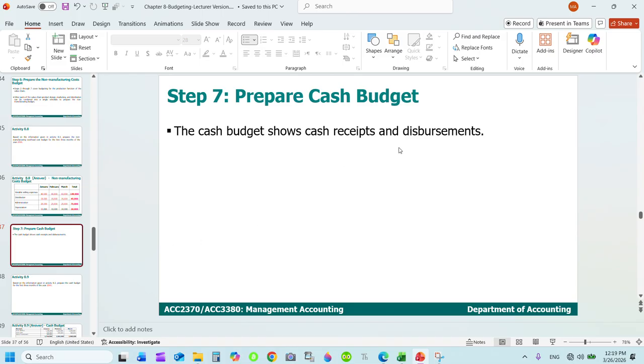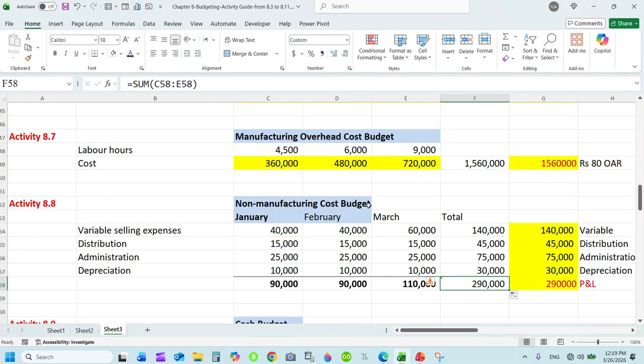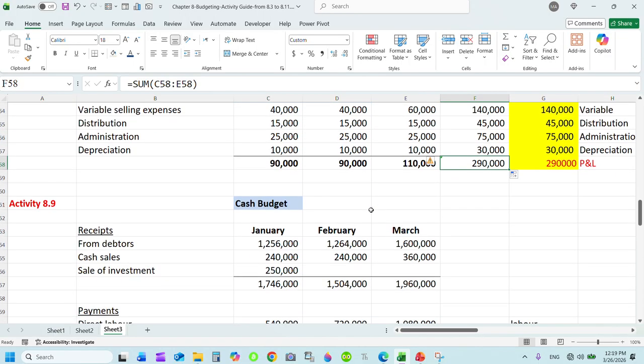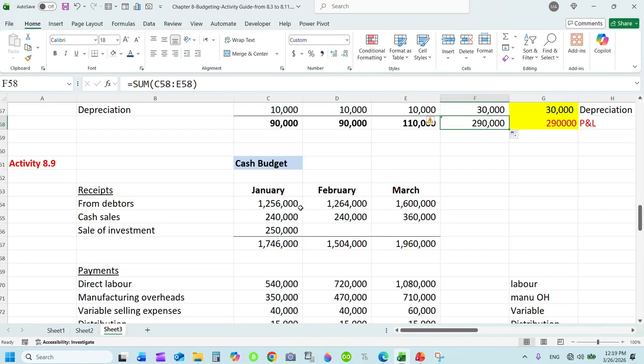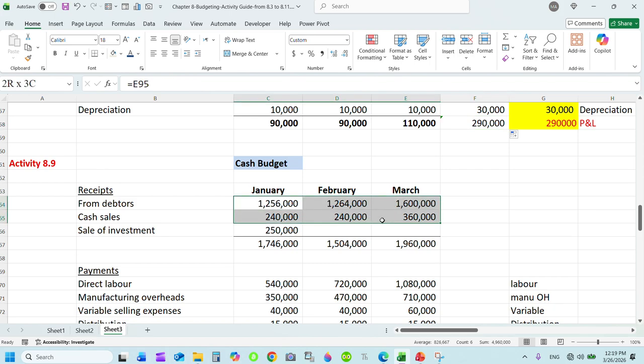Then prepare the cash budget. Now my cash budget is very, very simple. You need to do it carefully, right? The preparation part is very simple, but you need to be careful. So let's prepare the cash budget for the months of January, February, and March.